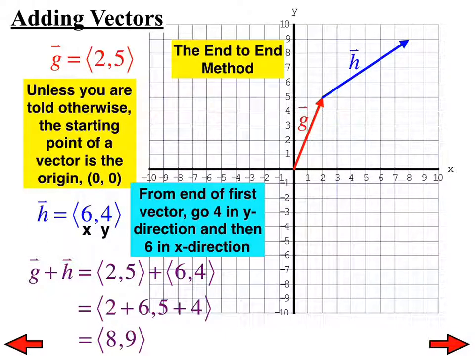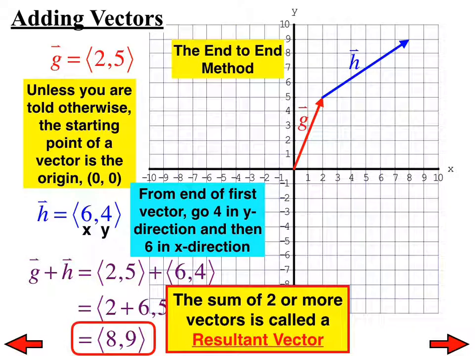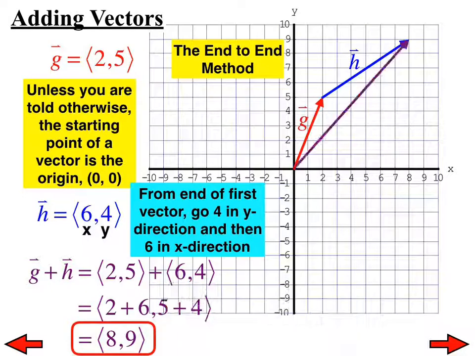Now, if you look at the end of vector H, where is it? It's at 8, 9. So we need to draw the resultant vector that will show that movement in one movement, and that will be from here to here. And that is vector G plus H.